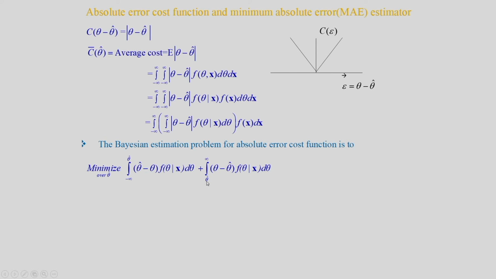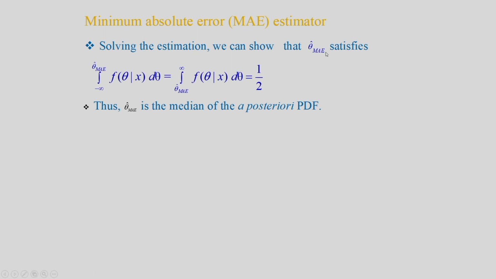In this interval, theta hat to infinity, theta minus theta hat will be a positive quantity into f of theta given x d theta. So, this is the integration, and on the other side theta minus theta hat will be negative. Therefore, we write here theta hat minus theta into f of theta given x d theta. So, that way we have integration from minus infinity to theta hat and theta hat to infinity.